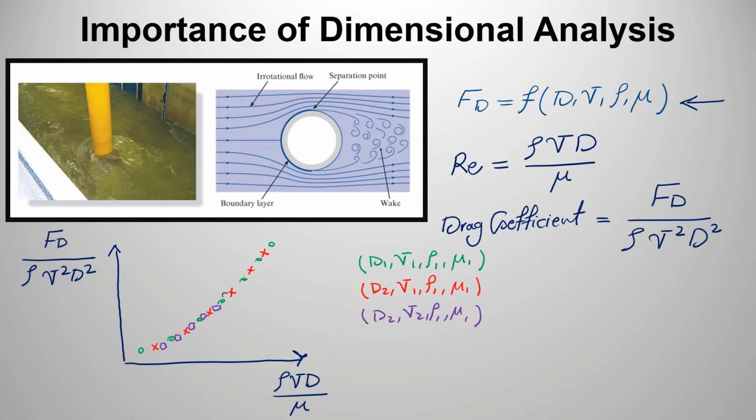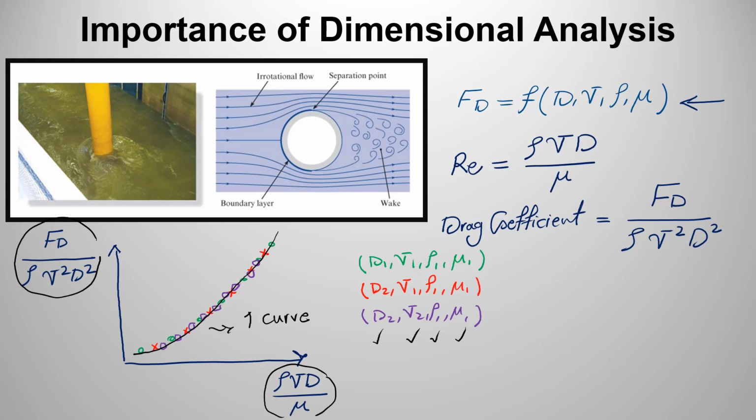They were like, wait a minute, no matter what we do, all these points fall over a single line like this. We discovered something. And yes, sure they did. They used a method called dimensional analysis, using two different non-dimensional numbers, Reynolds number and drag coefficient, to develop only one curve that can be applied to any diameter, any velocity, any density, or any viscosity.